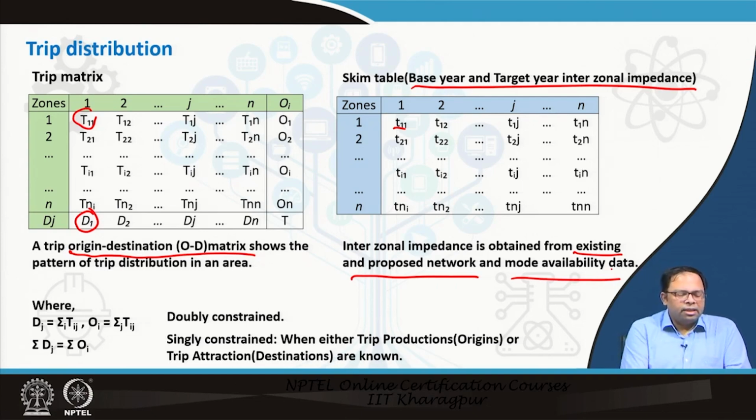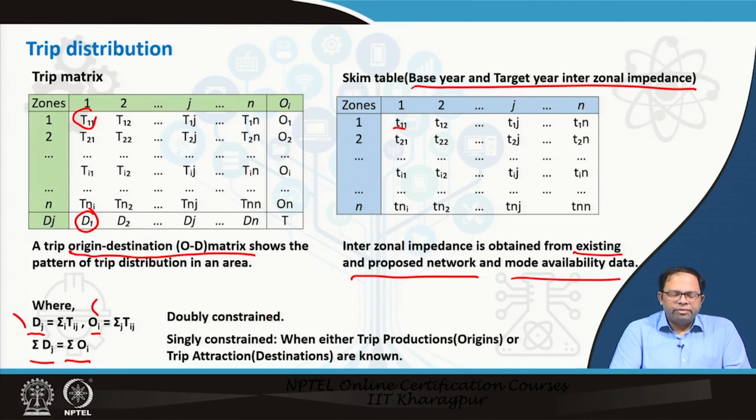So, we can summarize by saying that the total number of trips attracted to a particular zone J is the summation of all trips originating in different zones which are attracted to zone J, and similarly the total trips originating in zone I is a summation of all trips originating in zone I and ending in all the other zones j, and so the total summation of Dj is equal to the summation of Oi. So, this is the basic constraint that we use, and because we have constrained the model from two sides, that is from the destination side and also from the origin side, it is called a doubly constrained model.